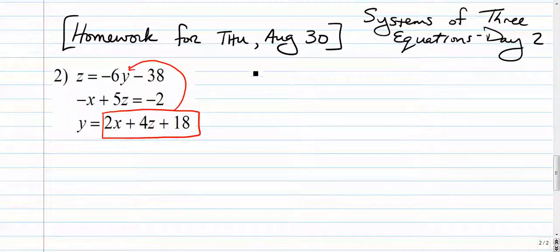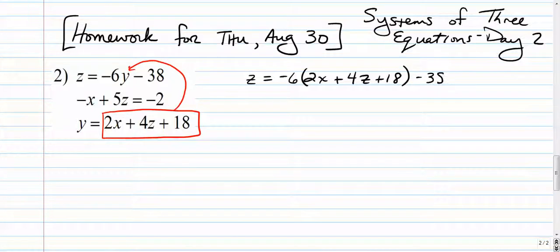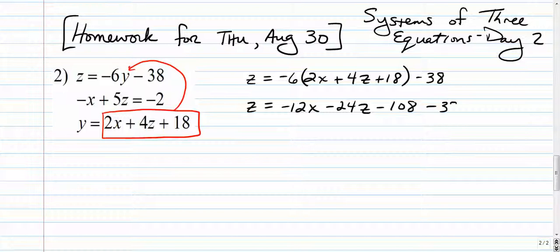So here we go. I'm rewriting the top equation, and instead of putting in y, I'm putting in what y is actually equal to in the bottom. Simplify. Simplify again. Alright, so that is what z is equal to.